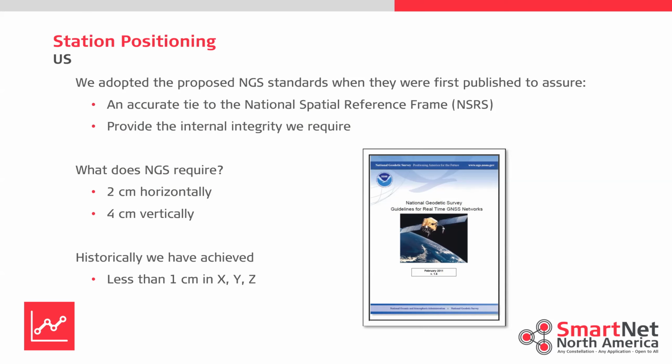We adopted the proposed NGS standards back a millennia ago, it seems like, when they were first published, to assure that we had an accurate tie to the National Spatial Reference System, the NSRS, as well as be able to do things that provide us the internal integrity that we require to be able to deliver quality network correction. So from an NGS requirement, if you look at this document, it requires us to have a tie horizontally 2 centimeters, vertically 4 centimeters to the NSRS.